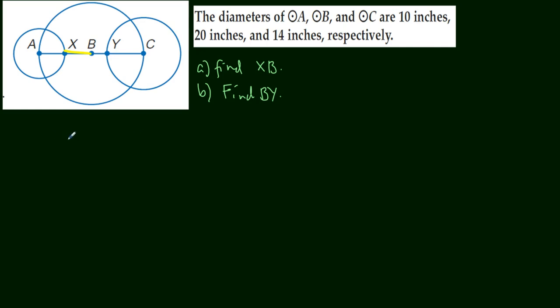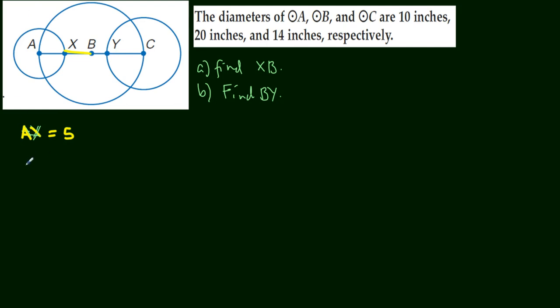As we can see, diameters, that means line AX. Line AX: if the diameter of A is 10, then line AX is 5. Let's begin with that.